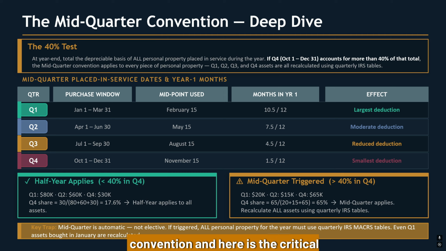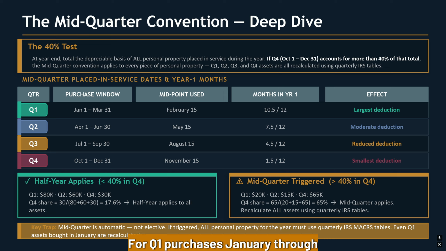And here is the critical part that surprises people. It now applies to everything. Every asset you placed in service during the year, whether you bought it in January, April, August, or November, must now be depreciated using mid-quarter timing. So what does that mid-quarter timing actually mean? Instead of treating everything as if it was purchased on July 1st, the IRS now uses the midpoint of the quarter in which each asset was actually purchased.